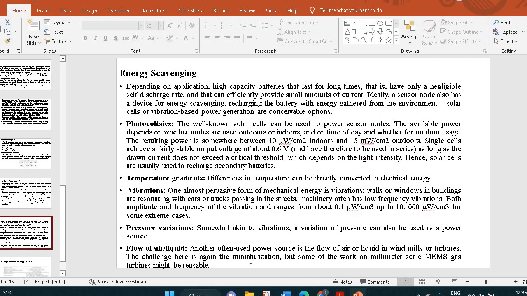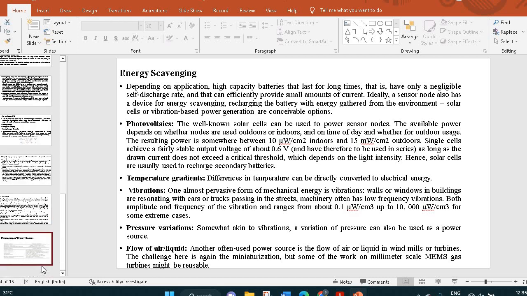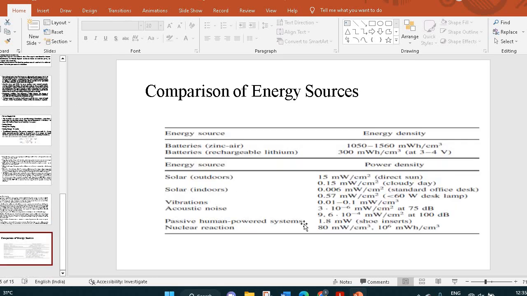Flow of air or liquid. Another often used power source is the flow of air or liquid in windmills or turbines. This is the comparison of various energy sources in terms of energy density.